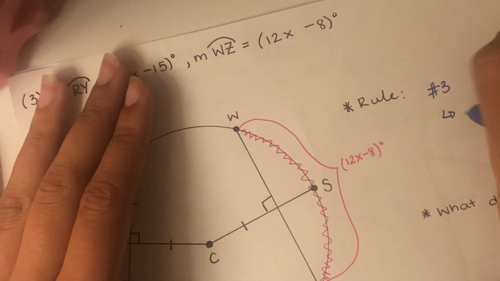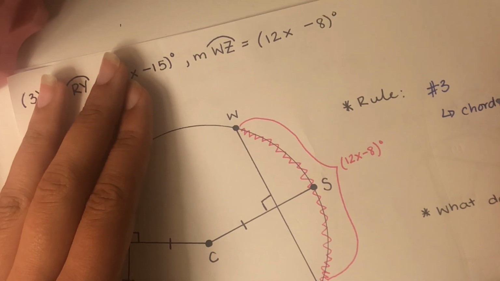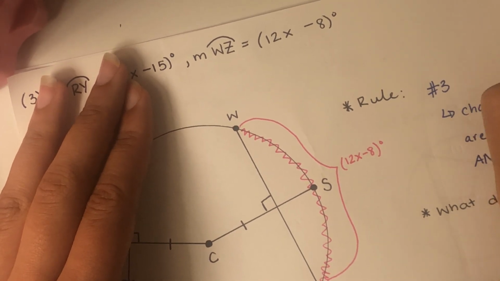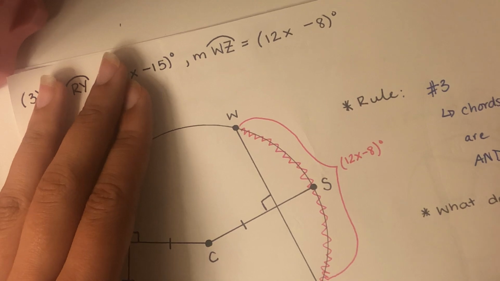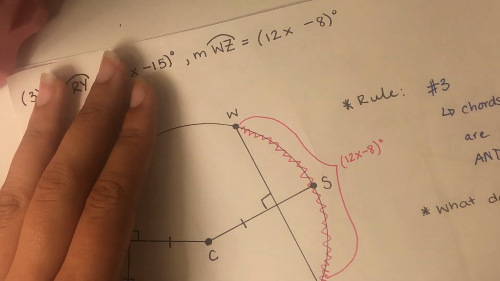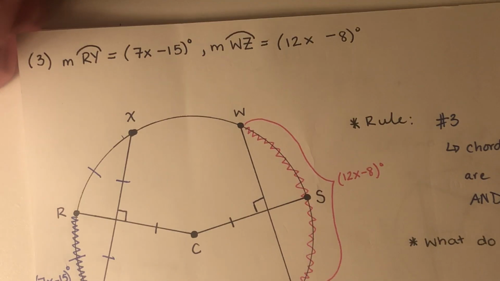All right, so the rule we're using is number 3, right? And that just means that chords and arcs are congruent and bisected. All right, let's lay out some stuff we know right now.